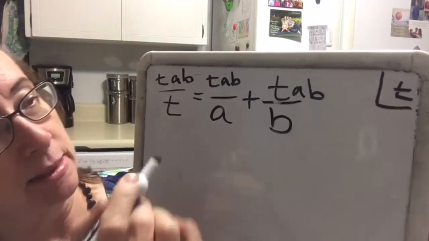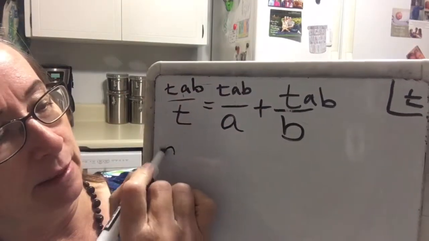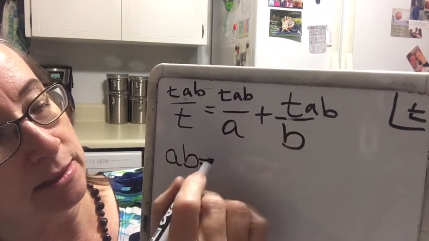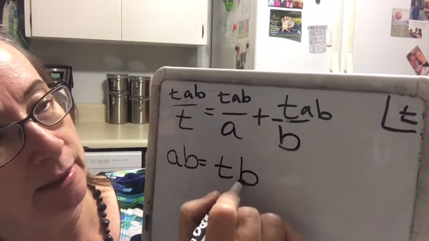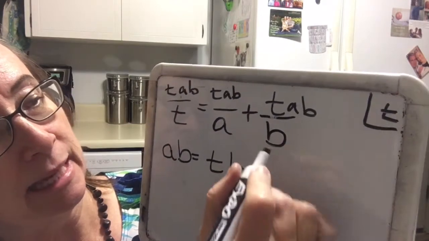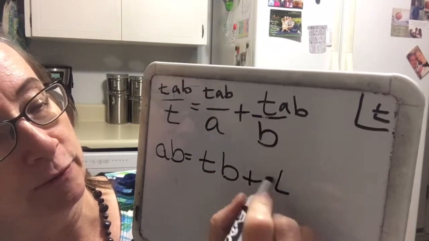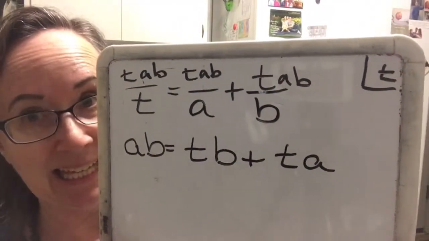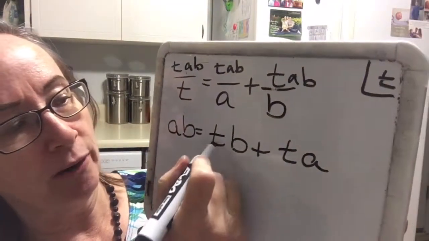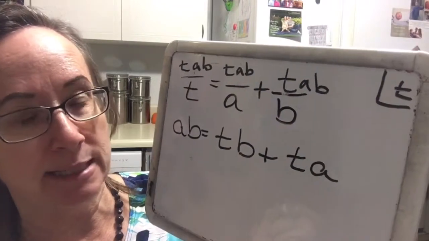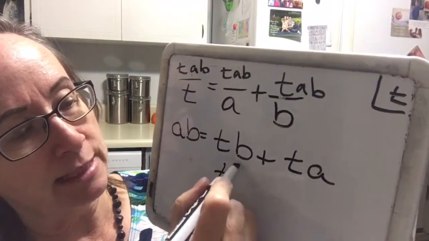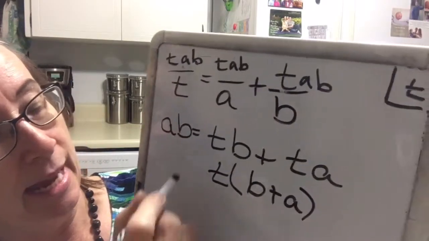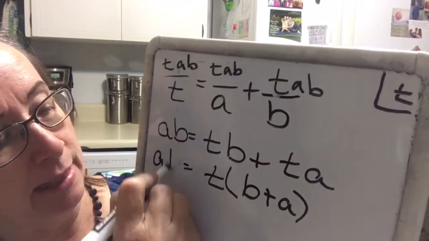then what happens? My T's cancel, and I'm left with an AB. My A's cancel, and I'm left with a TB. And lastly, my B's cancel, and I'm left with a TA. All right, we're trying to solve again for T. And so I've already got my T's on the same side together. So I'm going to factor the T out and get a B plus A. And on the other side, I have an AB.